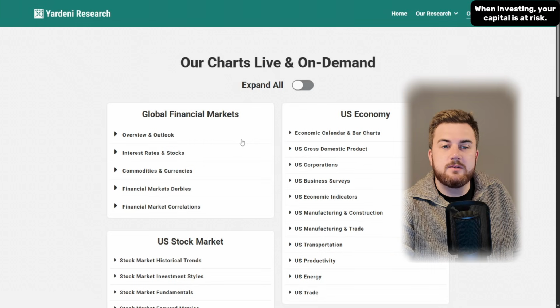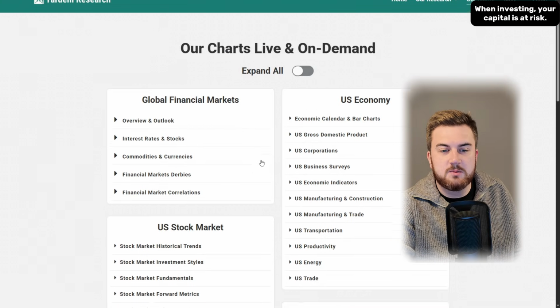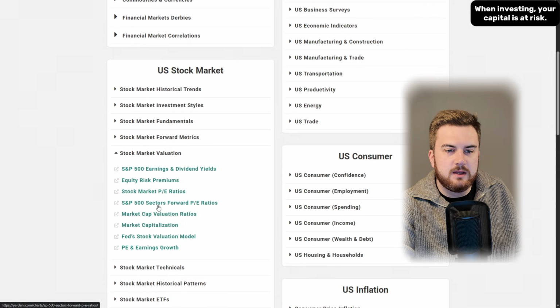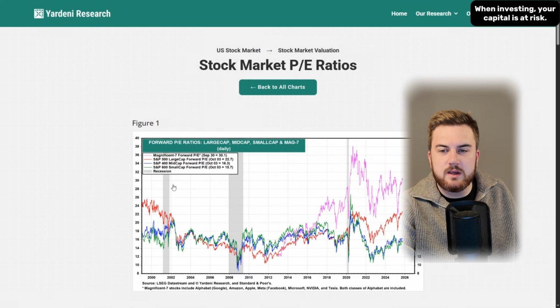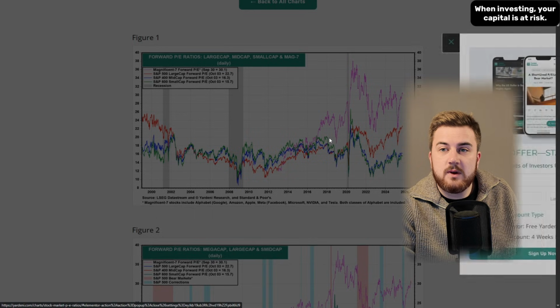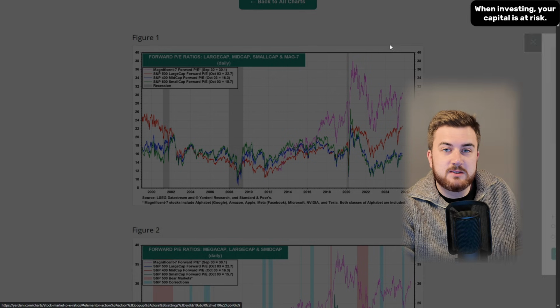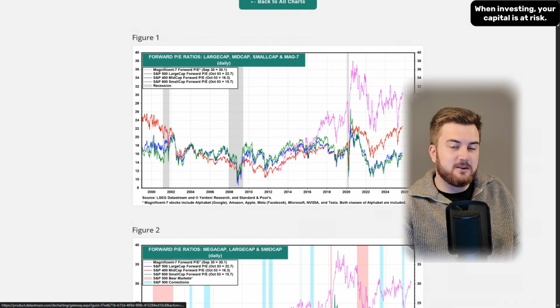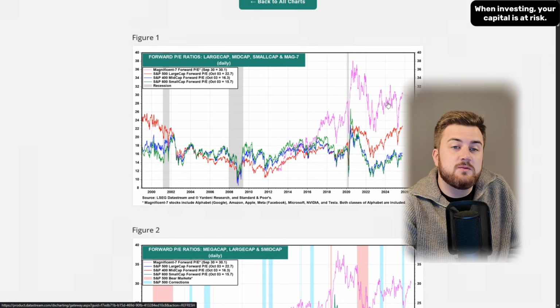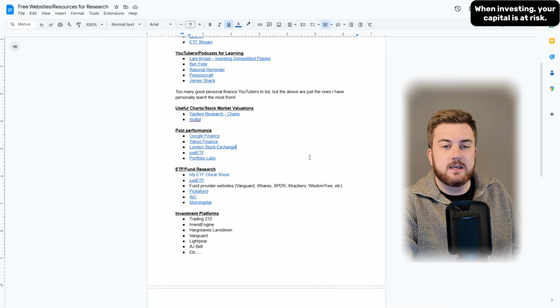On a similar note, Yardeni Research, you've got all sorts in here. There's so much, but the one that I'd look at is stock market valuation and stock market PE ratios. You can get a quick look at the 4 PE ratios for the US market. So S&P 500 large cap, S&P 400 mid cap, S&P 600 small cap. So they're interesting to look at. Whether you actually make any decisions on this information, it's completely up to you. As a long-term investor investing into globally diversified funds, I don't really act on this information, but it's just useful to know.